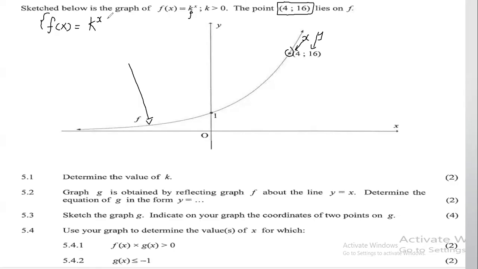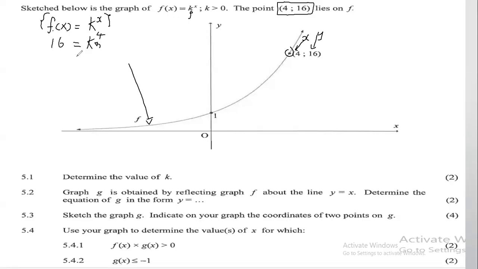So I can go to f and substitute this x and y on the equation. F of x equals k to the exponent x, so I can say 16 equals k to the exponent 4. My x is 4. I have a right to do this because this point lies on the graph of f. That's why I'm substituting on the equation of f. So one thing for sure, I will be able to calculate k. How can I calculate k?